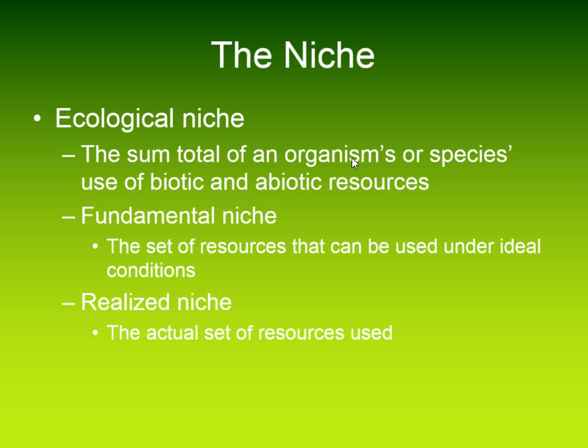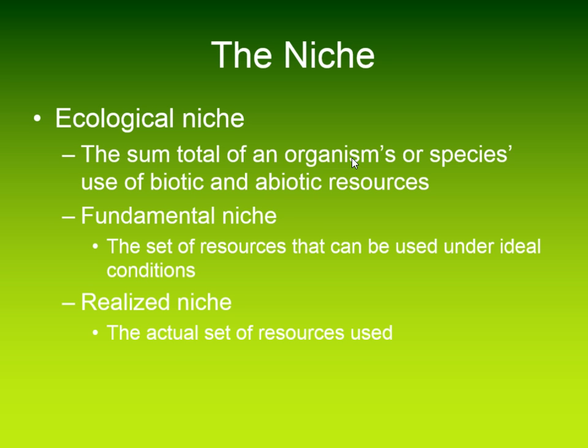Okay, now, what is a niche, right? Because I said there can be only one in a niche. So an ecological niche is the sum total of an organism or species, depending on what you're talking about. It's the way they use their abiotic resources, and it's how they interact with other organisms, the biotic component.